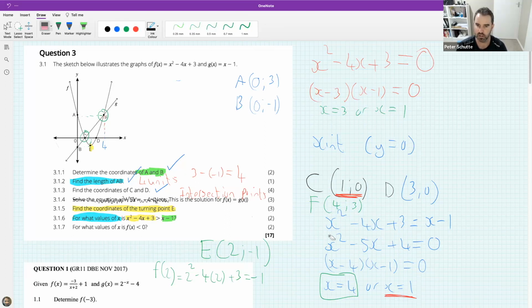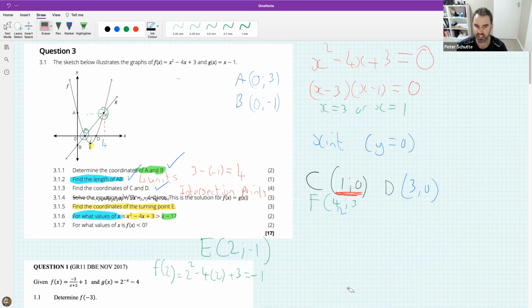I want to know, where have we seen those things before? Those numbers aren't random things. They're actually the equation of f and the equation of g, the function. So what this is really saying is, for what values of x is f greater than g? And because f of x and g of x deal with the y values, it's really saying when is f above g in terms of the y values?